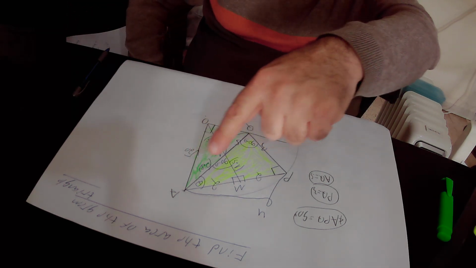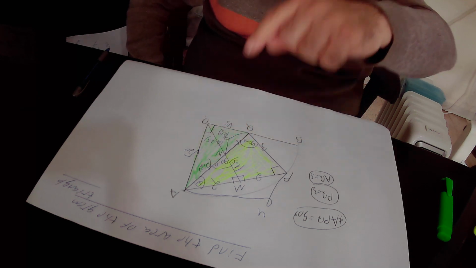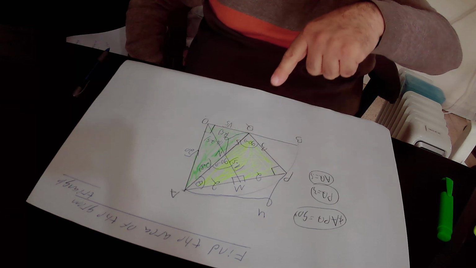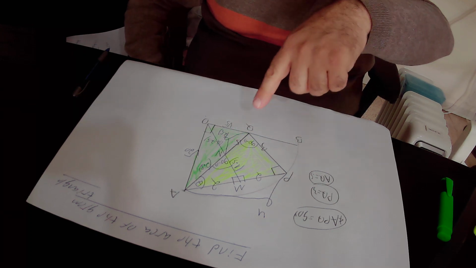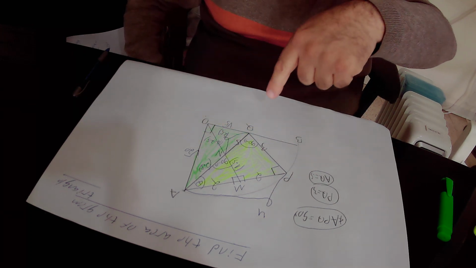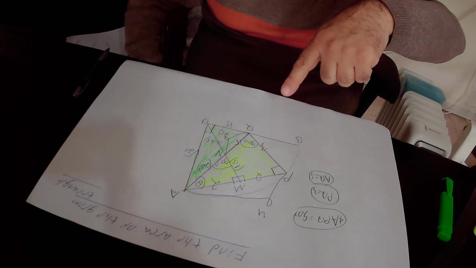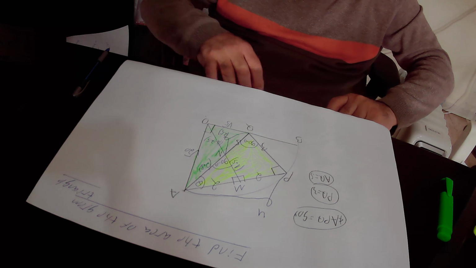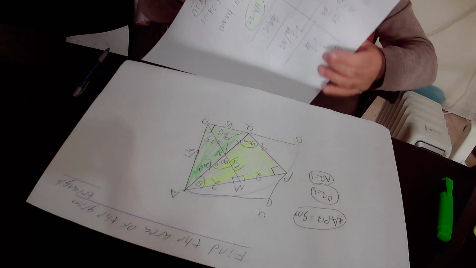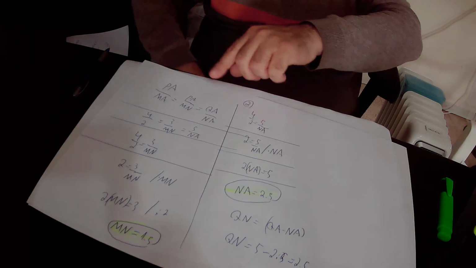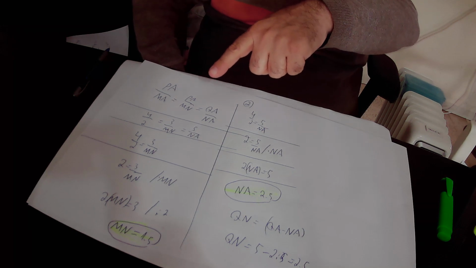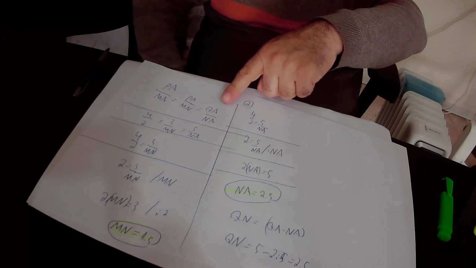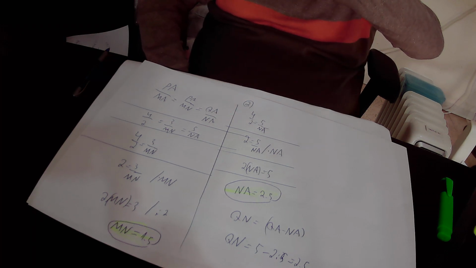PA in the big triangle over MA in the small triangle equals PQ in the big triangle over MN in the small triangle, and it also equals QA in the big triangle over NA in the small triangle. I repeat again: PA over MA equals PQ over MN equals QA over NA.